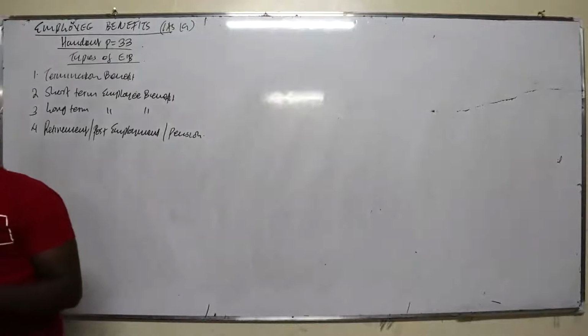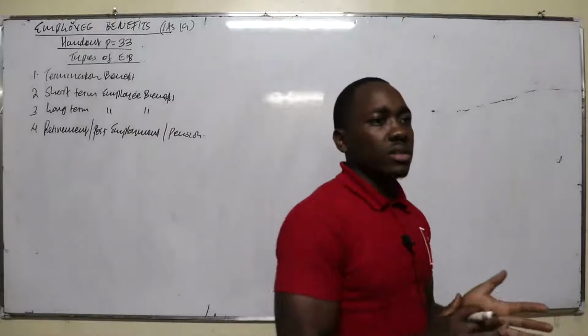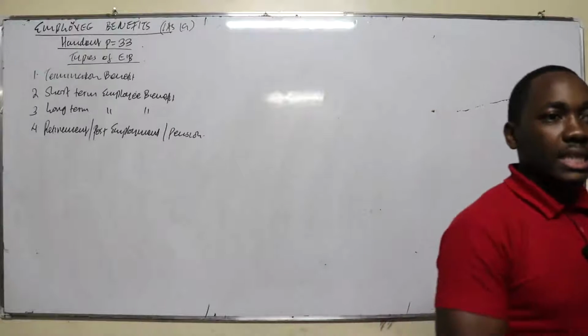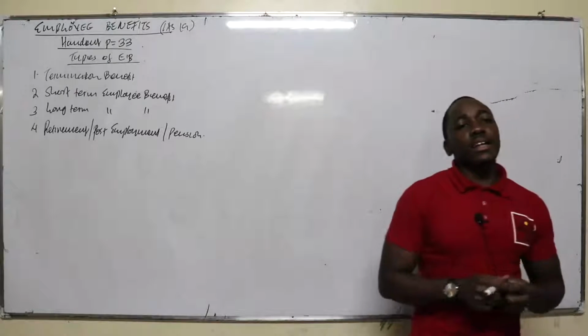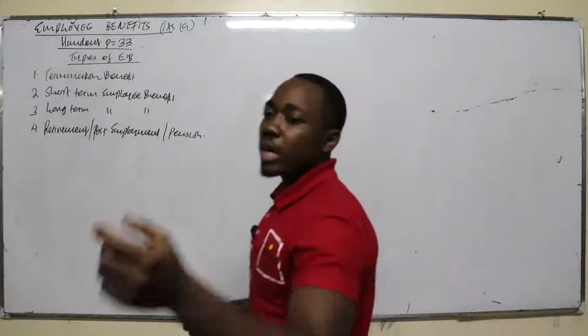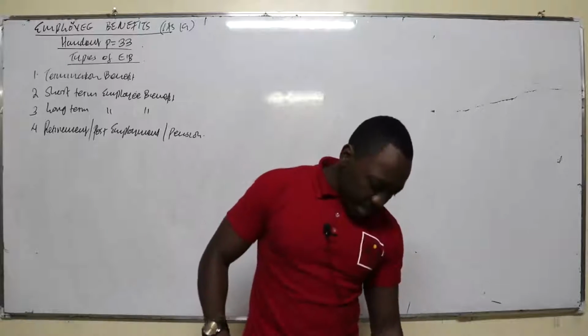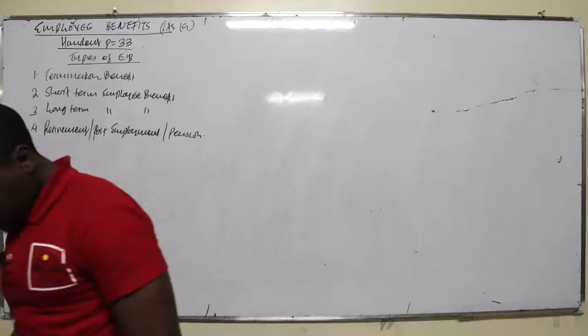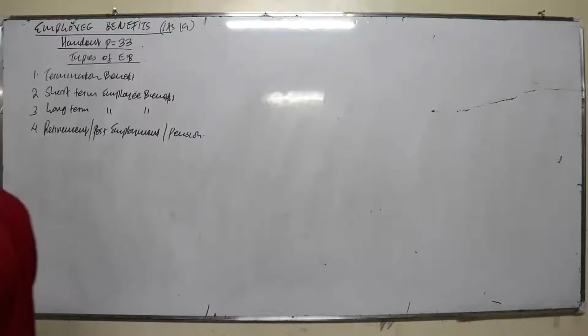Then we have long-term employee benefits, and they are benefits which are not settled within 1 year, such as sabbatical leaves. What are sabbatical leaves? You can Google it. They are more like traveling holidays, or you take an education holiday. That's what we call sabbatical leave.